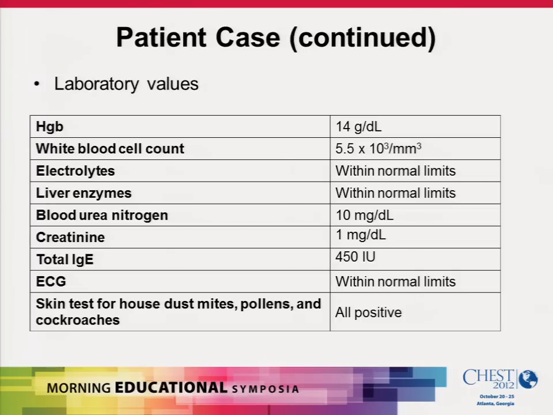And these are her baseline labs: the hemoglobin 14, a white count 5.5, and electrolytes and liver enzymes normal, her kidney functions are normal. Her total IgE level is 450, her EKG is within normal limits, and skin tests, which we did in the clinic, were positive for multiple allergens.